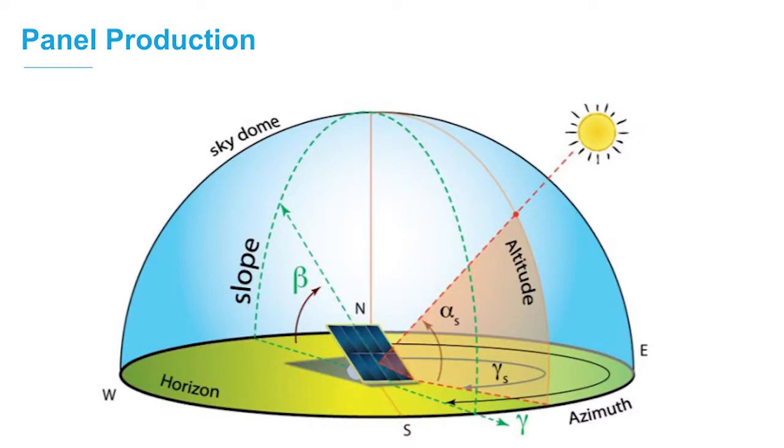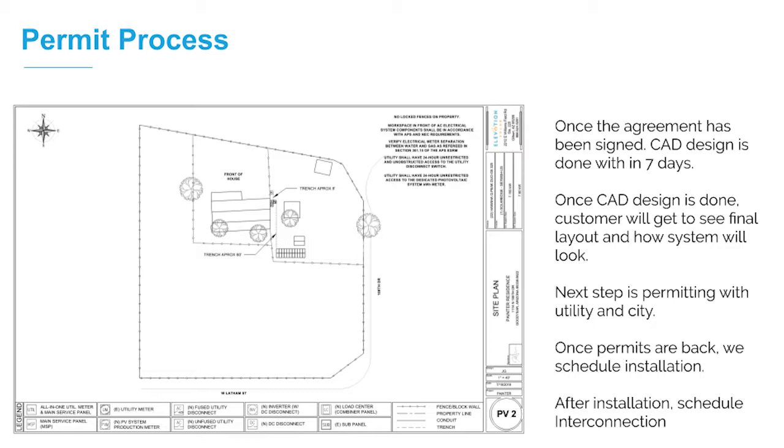The angle of the panel contributes to its efficiency. This is called the slope and will be adjusted in parallel with the slope of the roof. The azimuth is the orientation of the panel, either north, south, east, or west. As mentioned before, south-facing panels in the United States generate the most power. The altitude of the panel also contributes to the total amount of energy generated by the panel.